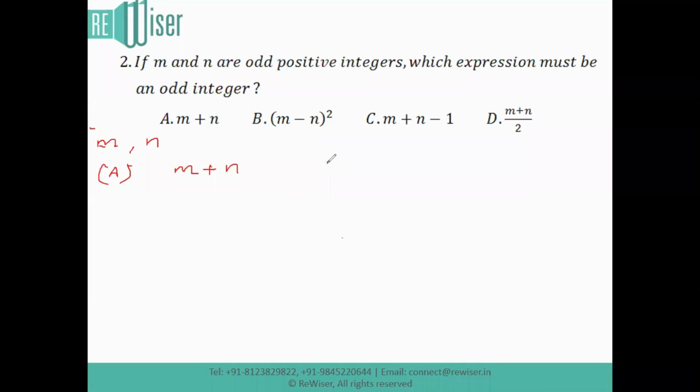integers, suppose it can be 3 and 5 or it can be 5 and 7, it will always result in an even number. So that is the reason this option A cannot be your solution for this sum.